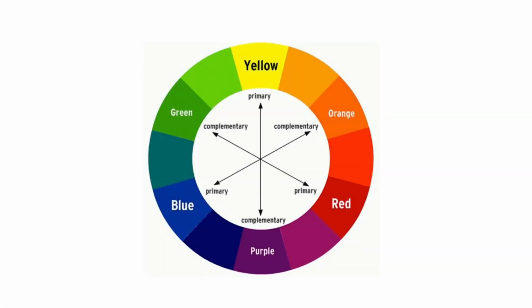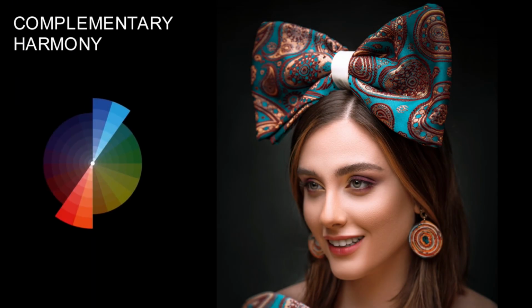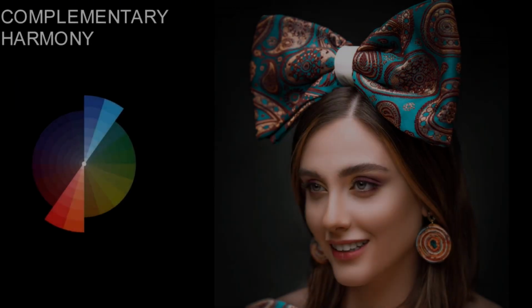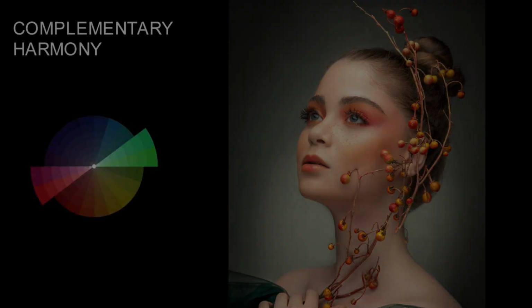And now complementary colors. Complementary colors are those that sit exactly opposite each other on the color wheel, like blue and orange, red and green, and yellow and purple. These pairs, when placed together, create the highest color contrast. The image becomes more vivid and attractive, and one of the most popular combinations is used in portraits.